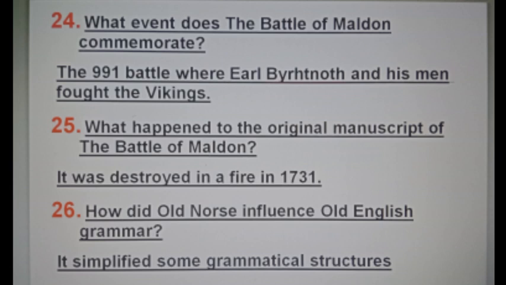What event does the Battle of Maldon commemorate? The 991 battle where Earl Byrhtnoth and his men fought the Vikings. What happened to the original manuscript of the Battle of Maldon? It was destroyed in a fire in 1731. How did Old Norse influence Old English grammar? It simplified some grammatical structures.